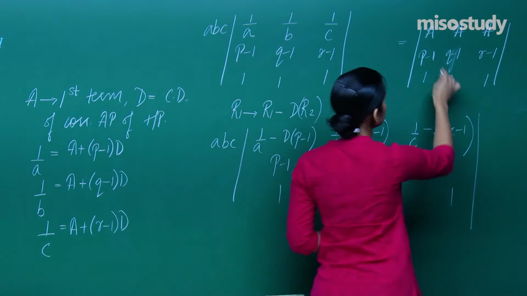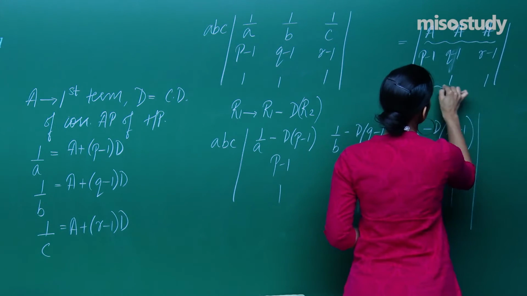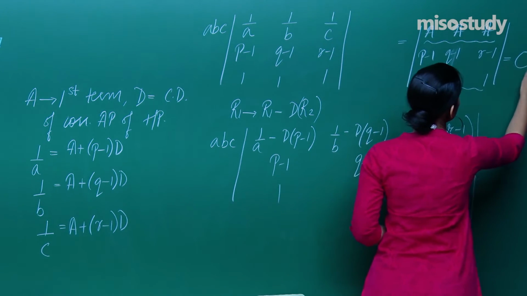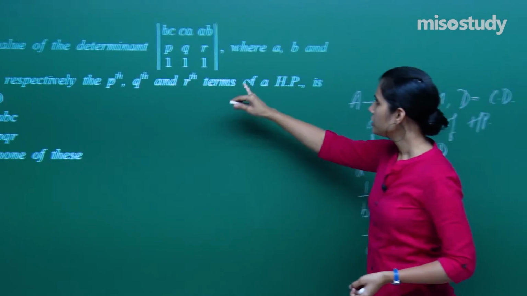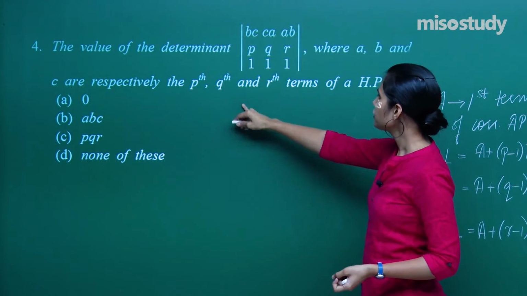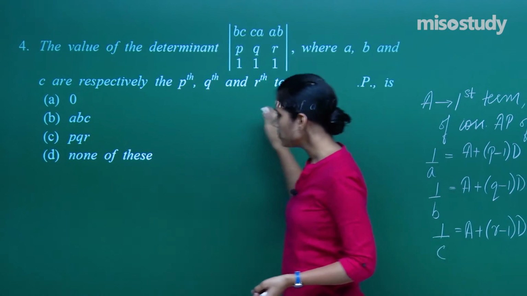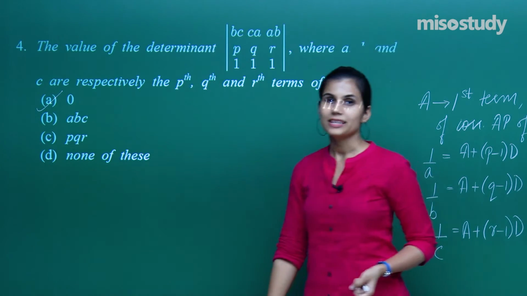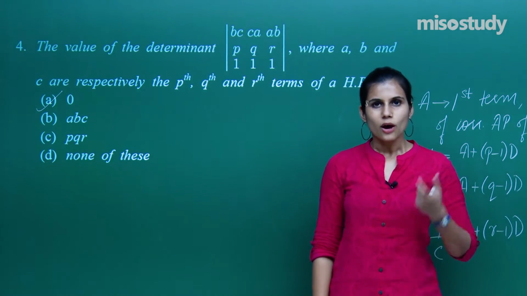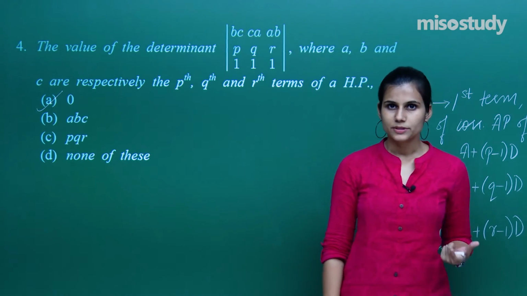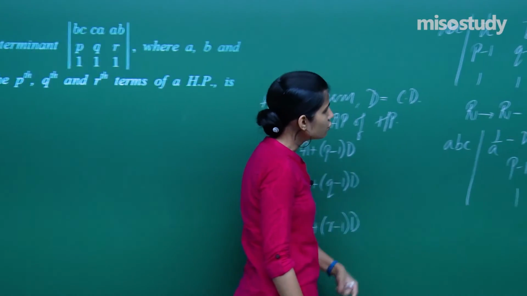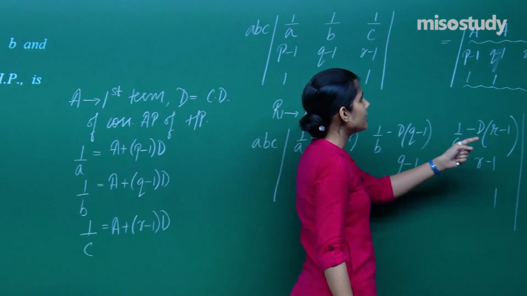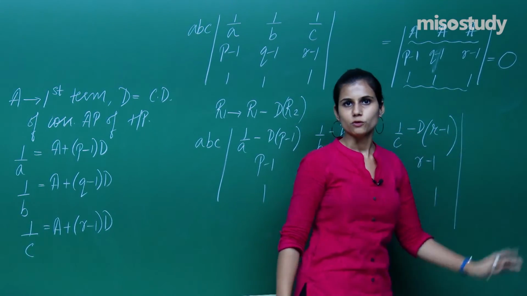Whenever two rows of a determinant are the same, its value is 0. So the value of this determinant where a, b, c are the pth, qth and rth terms of this HP is equal to 0, and that's how beautifully it's dealt with. How the harmonic progression concept comes into the picture and helps you evaluate it: take reciprocals, use all the operations and hence get the answer by the properties of determinants to be equal to 0.